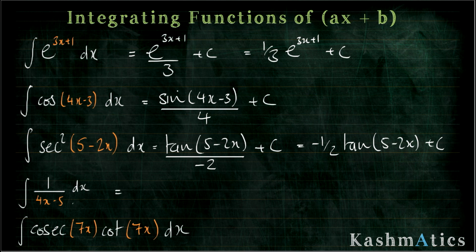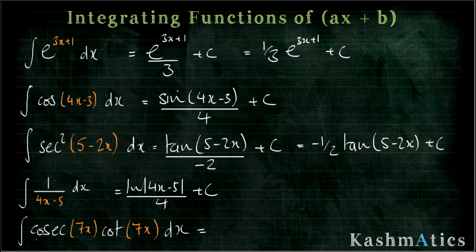This one here, it's a 1 over x type function, where instead of the x, you've got a linear function. So 1 over something becomes ln. So this will be ln of 4x minus 5. Don't forget the modulus signs. And I just need to divide by 4. So divide by 4, add c.